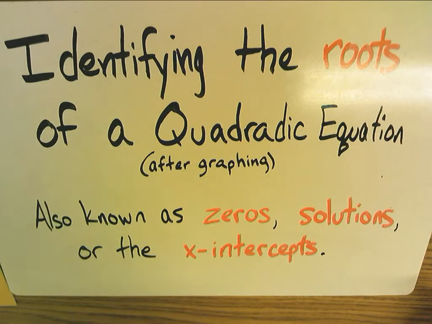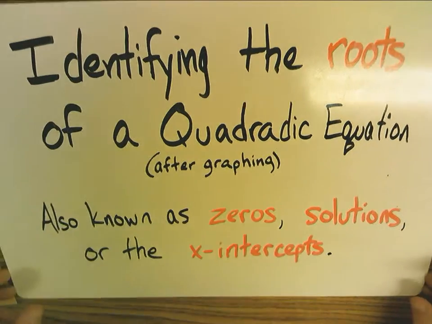In this video we're going to be identifying the roots of a quadratic equation after we've already graphed it. So the method we're using is graphing. Roots are also known as zeros, solutions, or x-intercepts. These are all synonyms for the word roots.